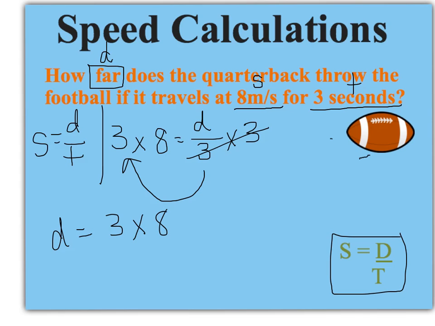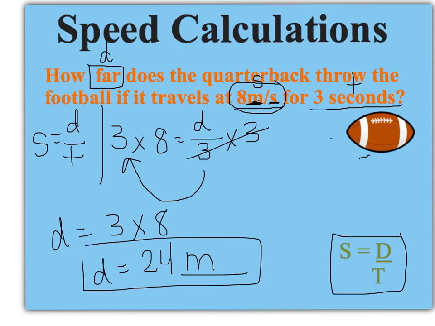And so I multiply 3 by 8 and I get D equals 24. 24 what? I was looking for distance. So I come back up to my problem and I look at the speed value. The unit for speed was meters per second. Meters is a distance unit, and so that is the unit that I'm going to use for my answer. So I know that the distance the quarterback threw the football was 24 meters.